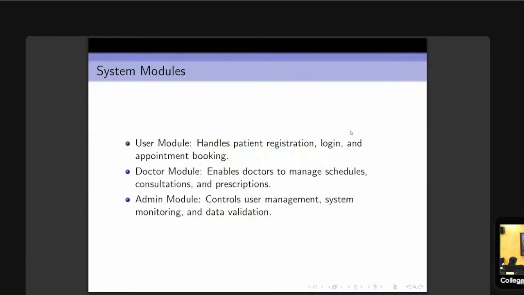Let's get into the system modules. This contains three main modules, which are the user module, doctor module, and admin module. The user module handles patient registration, login, and appointment booking. The doctor module manages the consultation and digital prescription generation. And the admin module controls system monitoring, user management, and data validation. This role-based access control ensures secure usage.